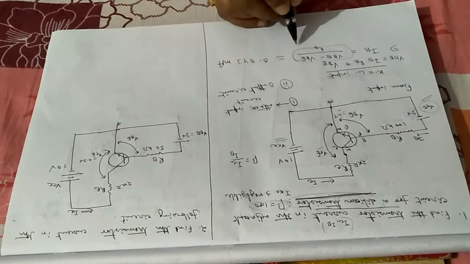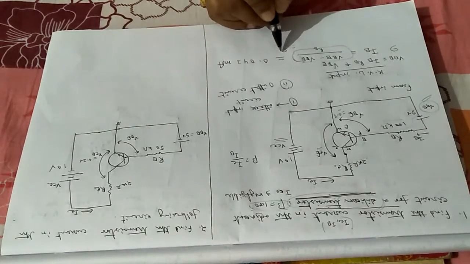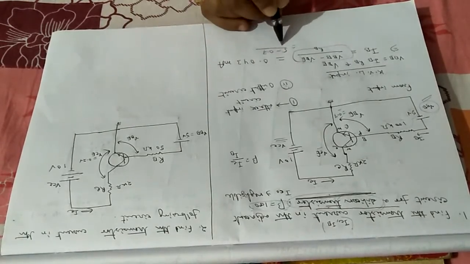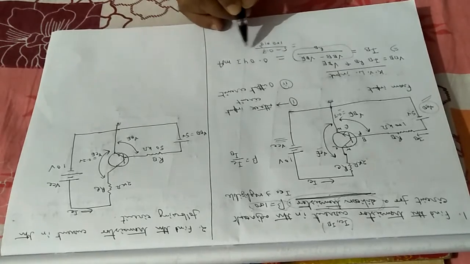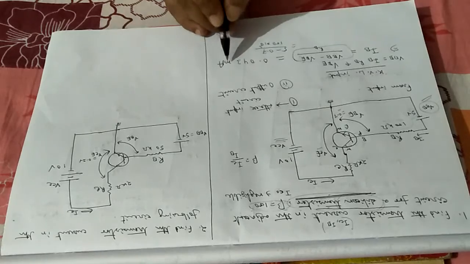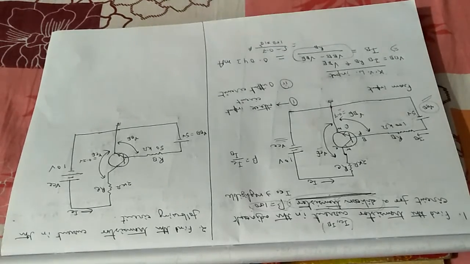You will be putting VB equals to 5 minus 0.7 divided by 100 kilo ohm, that is 100 into 10 to the power 3. This will be in ampere. Then if you convert this ampere into milliampere, then you will be getting this one. This will be in ampere, and in milliampere this one. Okay. Then what is remaining?